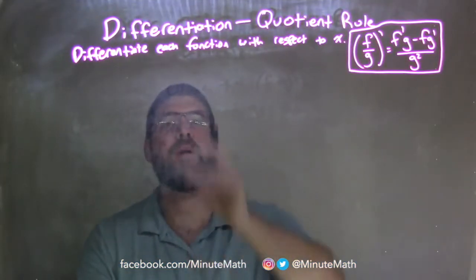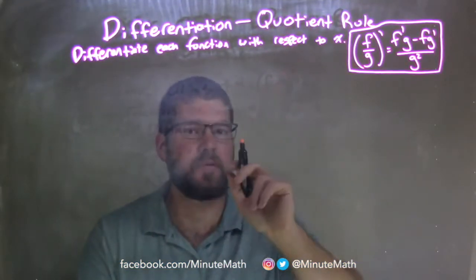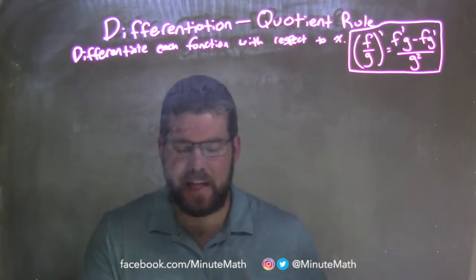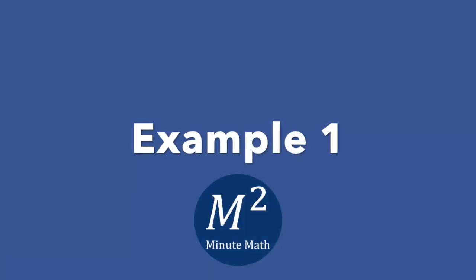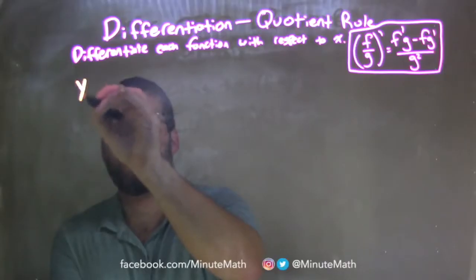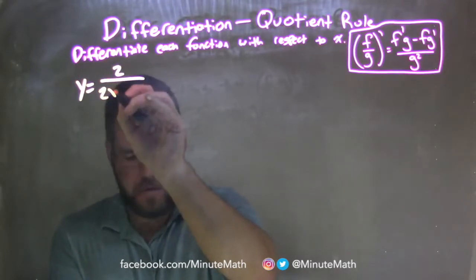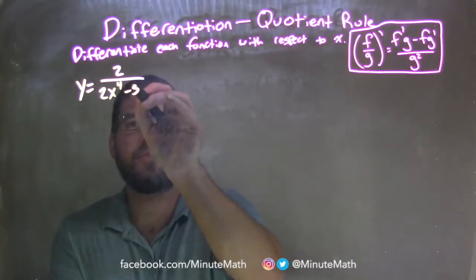And today we're going to learn about differentiation, and we're going to apply the quotient rule. We're going to differentiate each function with respect to x. So if I was given this function, y equals 2 over 2x to the fourth minus 5.